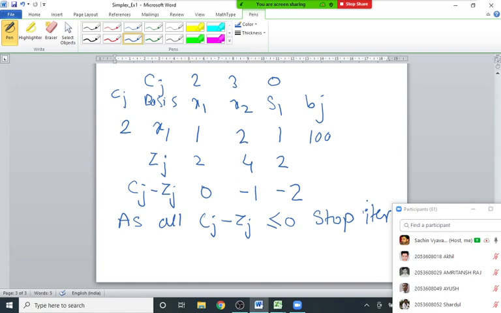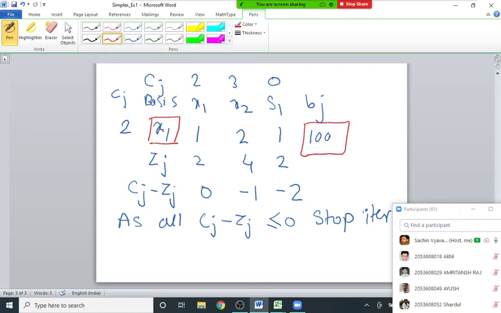There is a rule for that. Generally, the basis variable takes the entire value of bj, and non-basis variables are always 0. So this is the rule you should remember. The basis variable takes the entire value of bj in any table, in any iteration, and non-basis variables are 0, and that gives us the maximum value of z.